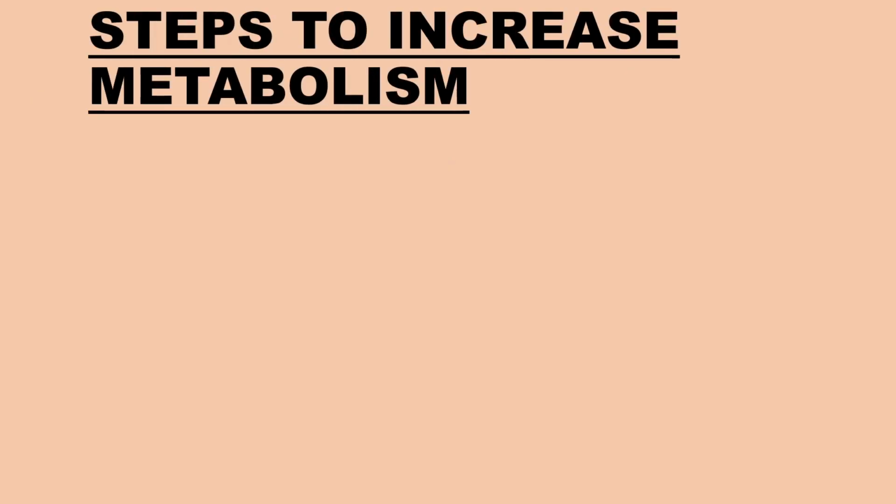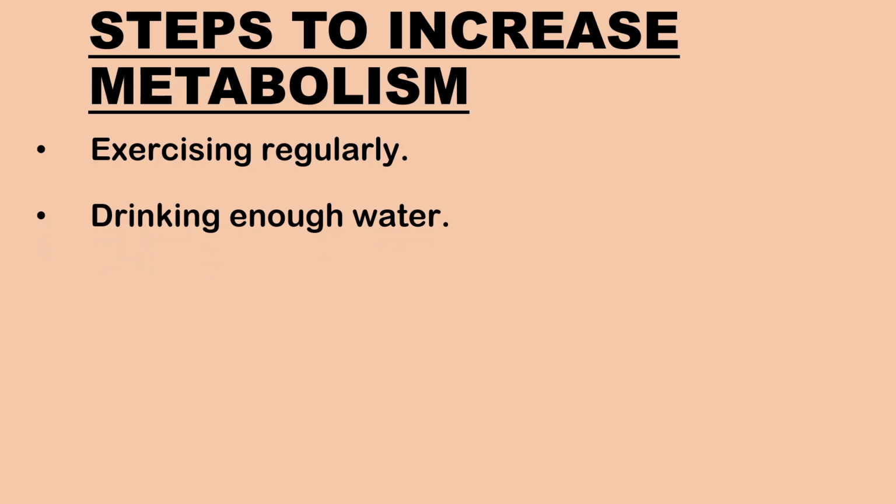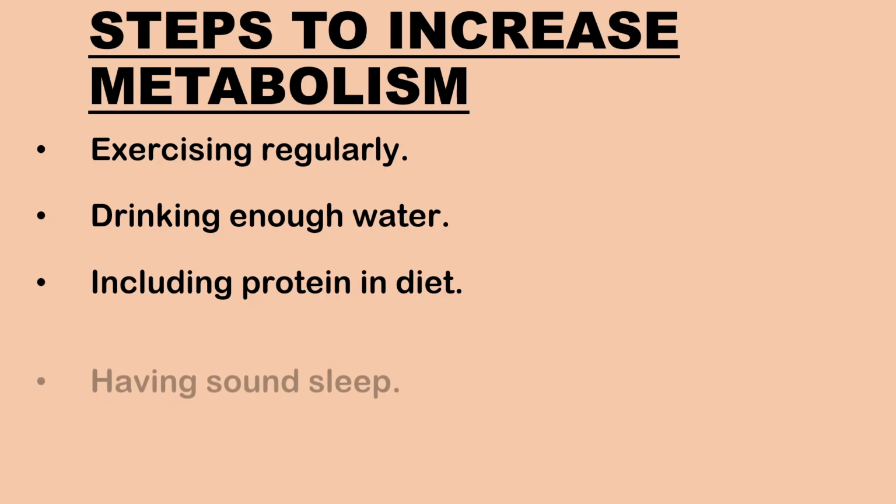There are certain steps to increase metabolism. Make exercise a part of your routine as it burns more calories in less time. Exercise also helps to control blood sugar spikes after meals. Drink enough water as it is necessary for optimal metabolism. Include protein in your diet as it causes a rise in the thermic effect of food, TEF. Extra calories are required to digest and absorb various nutrients in the body.